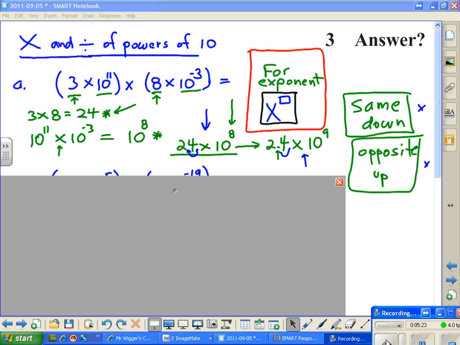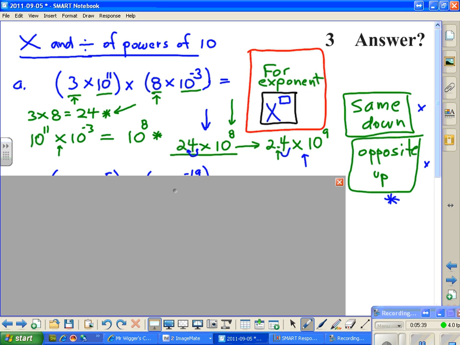Okay, we're going to move on. What I just described to you was the situation where the final answer comes out and it's not in scientific notation, and it is a situation where we have an opposite.